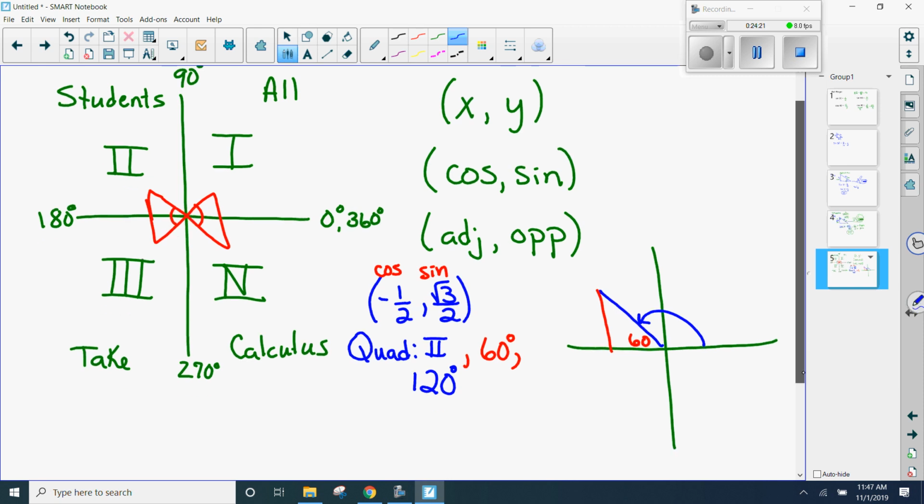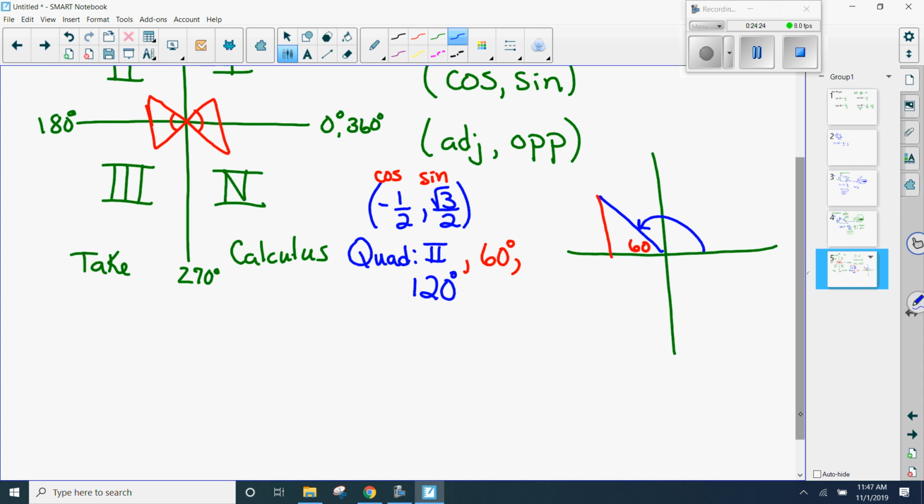So if you take your calculator, I want you to take the cosine of 120 degrees. The cosine of 120 degrees. And what do you get? -0.5. What did we say it was right here? -0.5. All right. Then take the sine of 120 degrees.